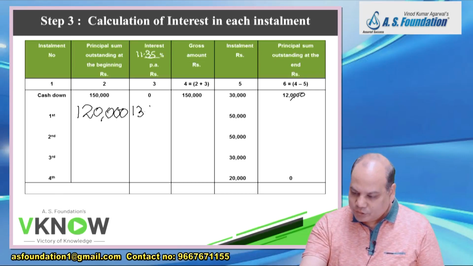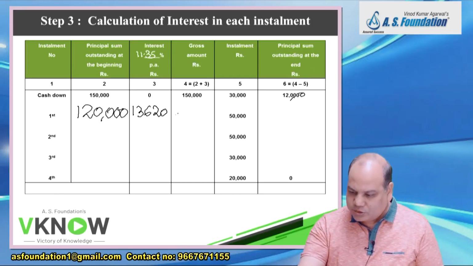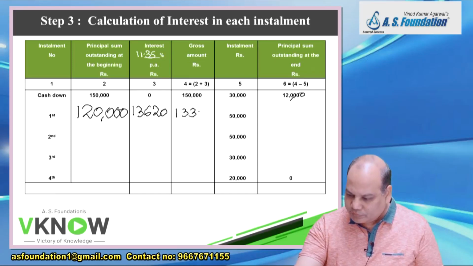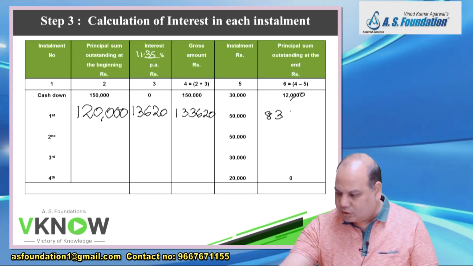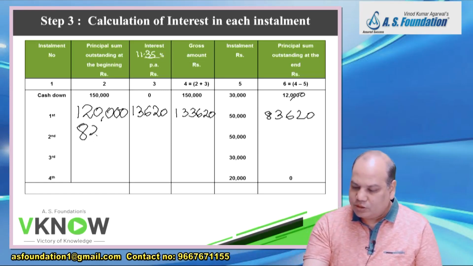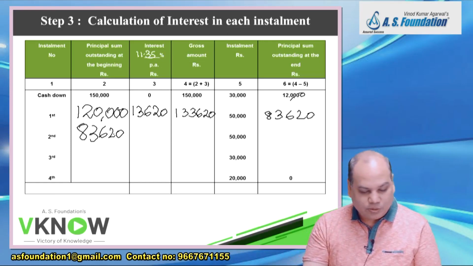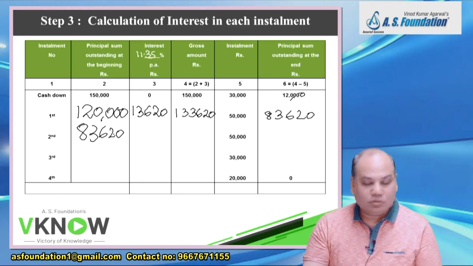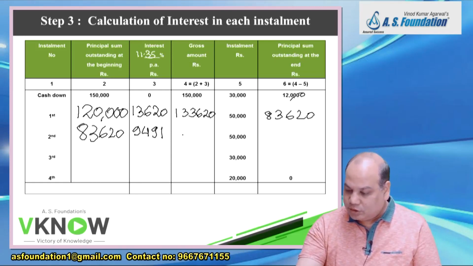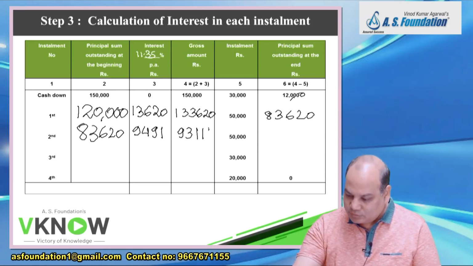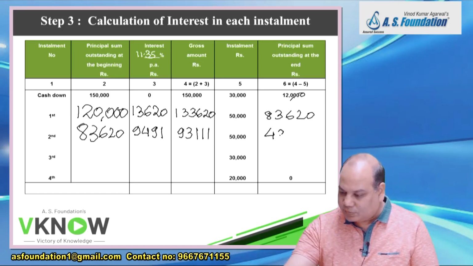13,620. Gross sum, tell me. 133,620. Installment is 50,000. Minus 50,000, 83,620. 83,620 into 11.35%, 9491. Add them. 93,111. Minus 50,000. 43,111.